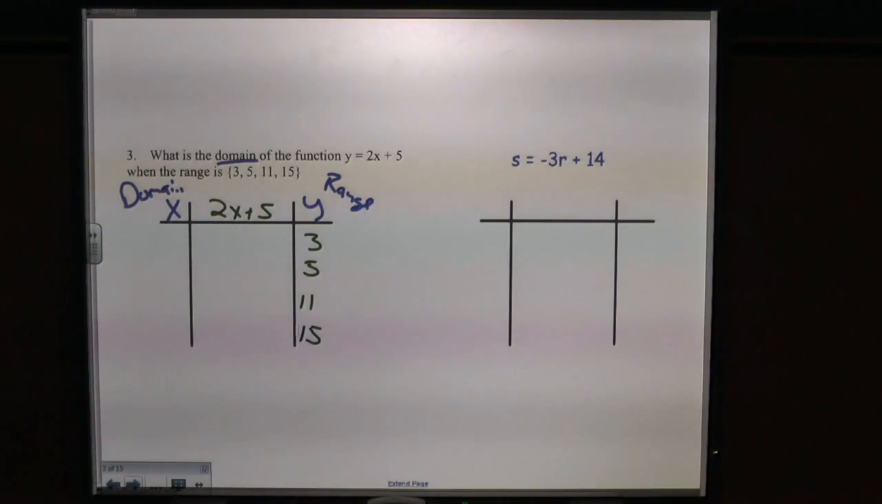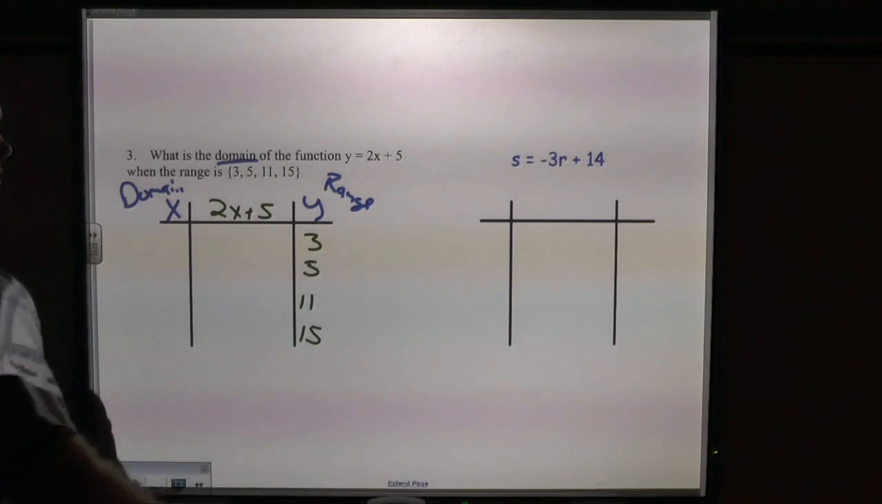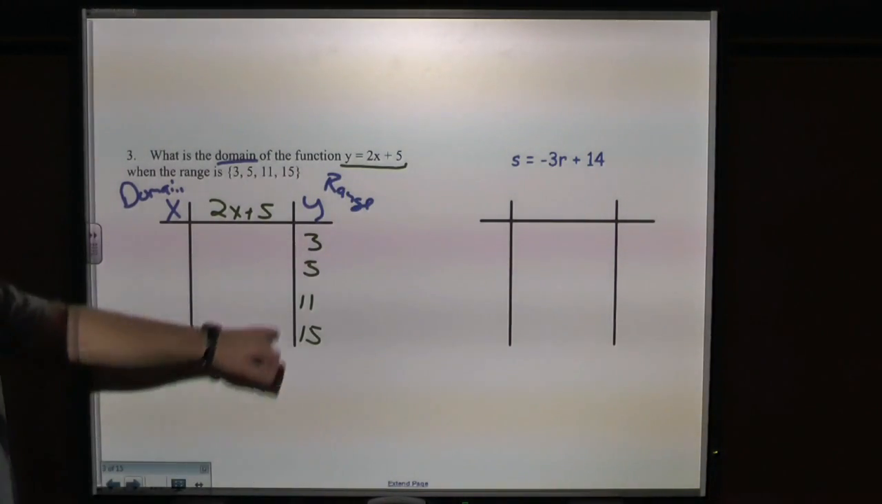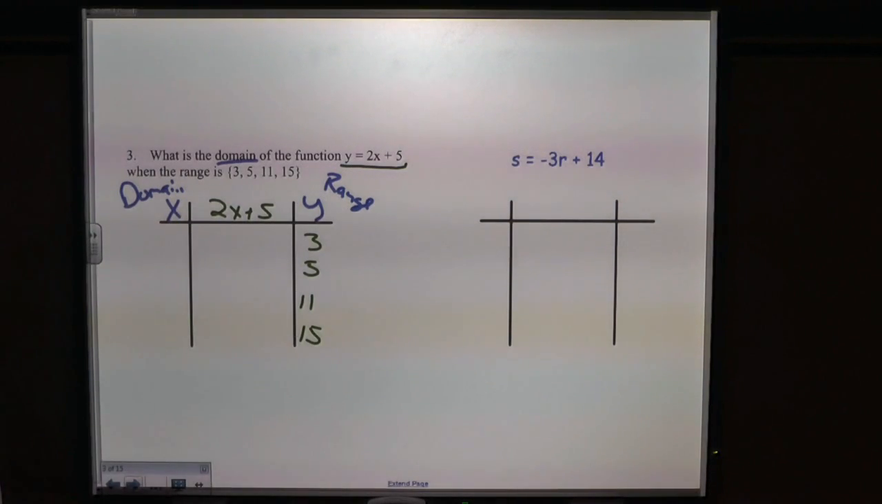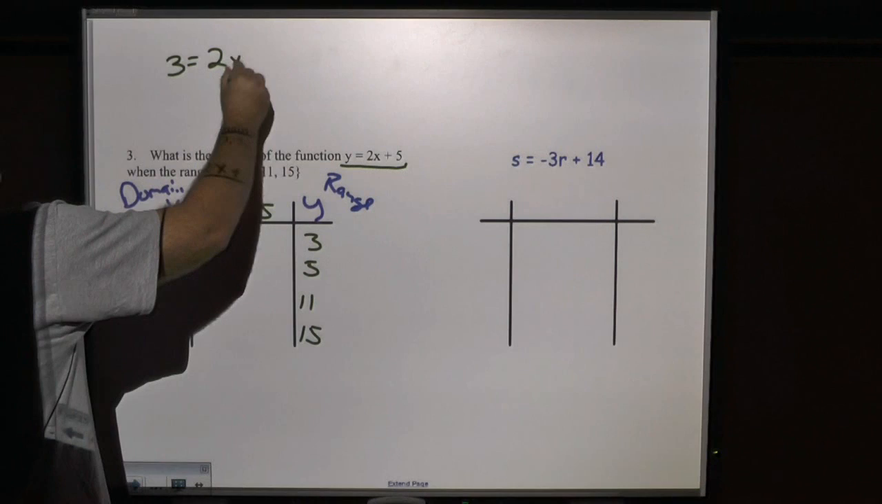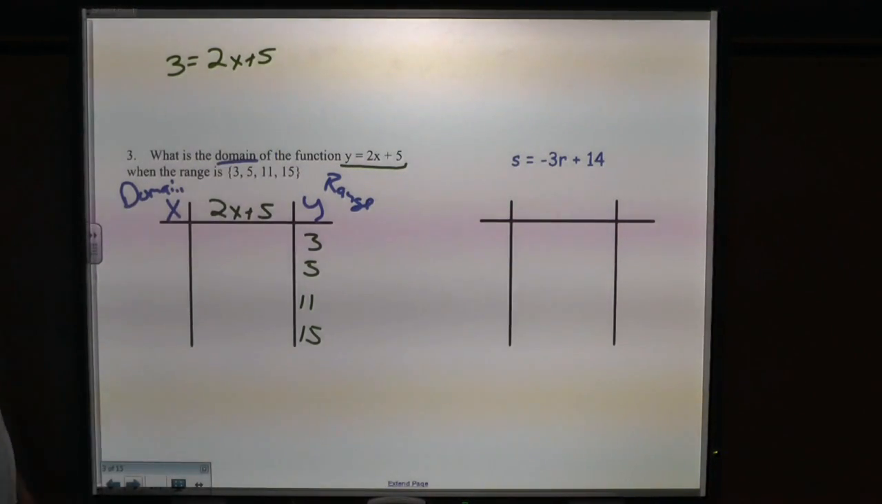All right, this one's going to be a little tougher. You need to find the x value. You know what the y value is. So if you look at this function, y equals 2x plus 5, when you're substituting in, you're actually substituting in 3 for y. And then you're going to have to solve this for x.